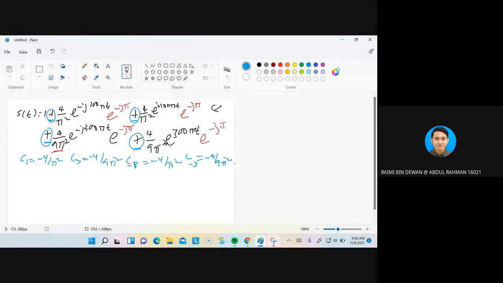Anyone can answer? Before I pick up names. Why we no longer have negative in our final equation, but our earlier obtained coefficients, C1, C3, C negative 1, C negative 3, are all with negative. Anyone care to answer?